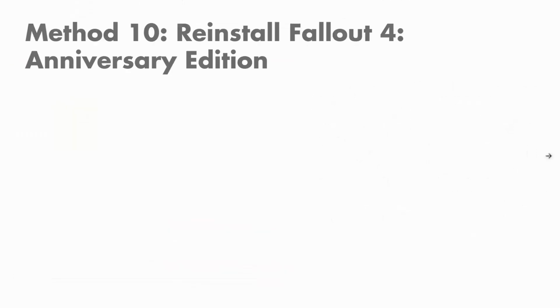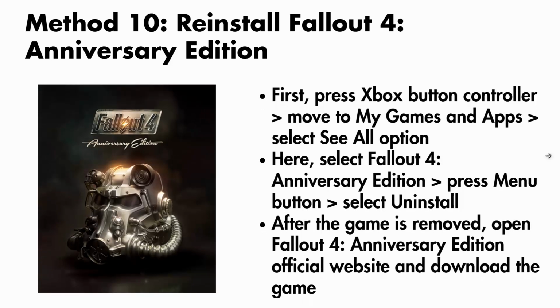If not, next is to reinstall Fallout 4 Anniversary Edition. For that, press Xbox button on controller, then move to My Games and Apps, then select See All option. Here select Fallout 4 Anniversary Edition, press menu button, then select uninstall. Now after the game is removed, open Fallout 4 Anniversary Edition official website and download the game and then check if everything is working fine.